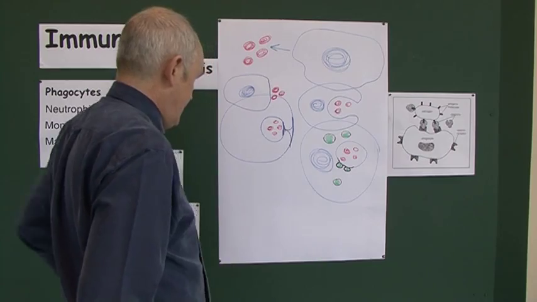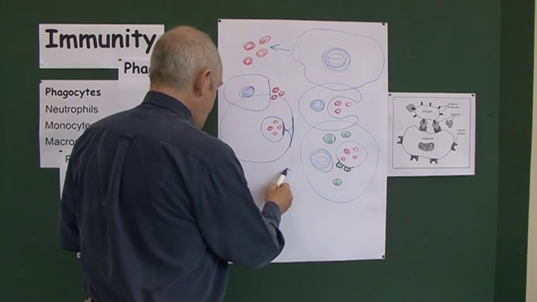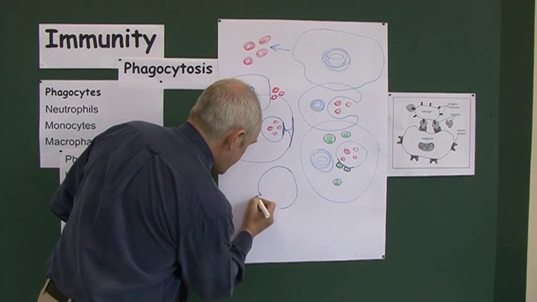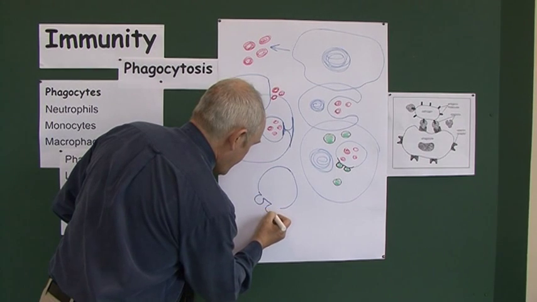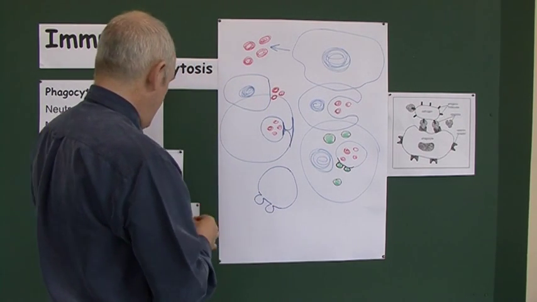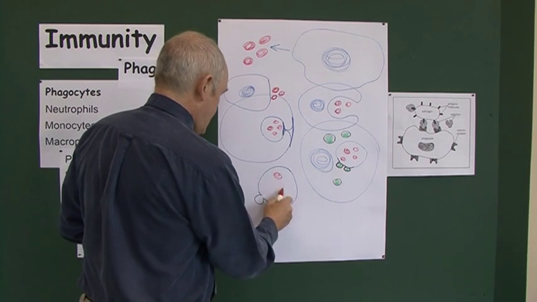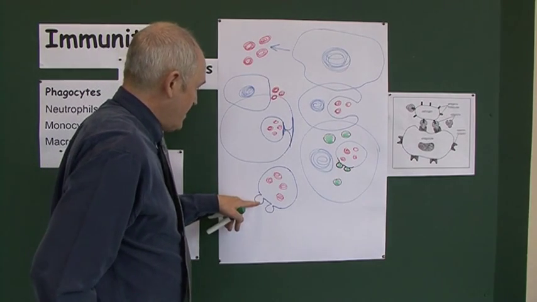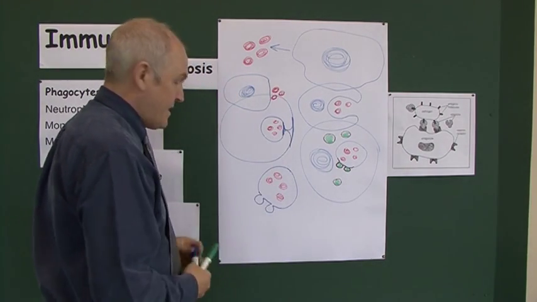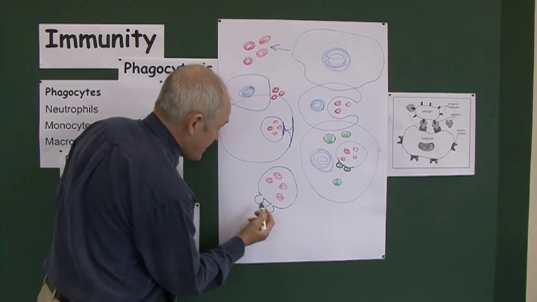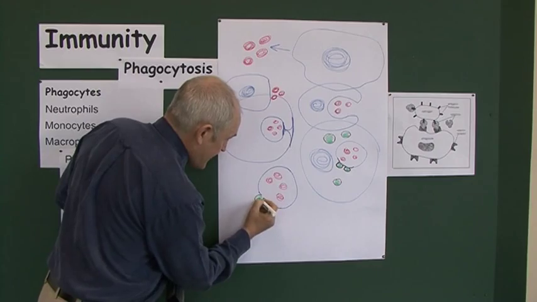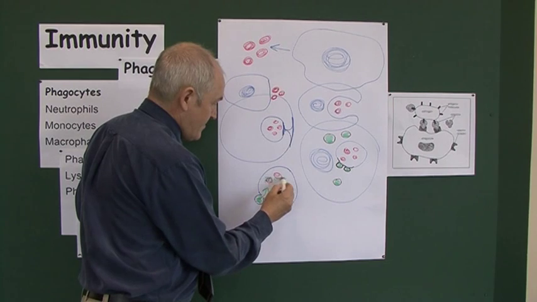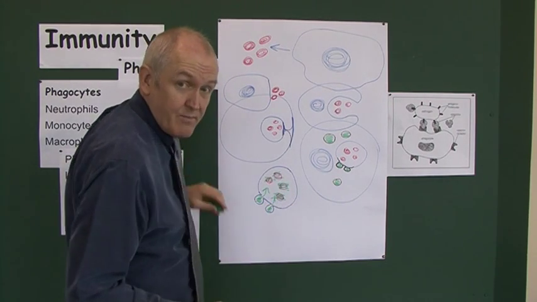So let's draw that in bigger. Here's the phagosome, and here's the lysosome, which is now merged with the membrane. Here's the bacteria inside the phagosome. But now, because the lysosome has merged with this phagosome, it means the digestive enzymes and the lysozyme can now get in to the phagosome and will digest and kill the bacteria.